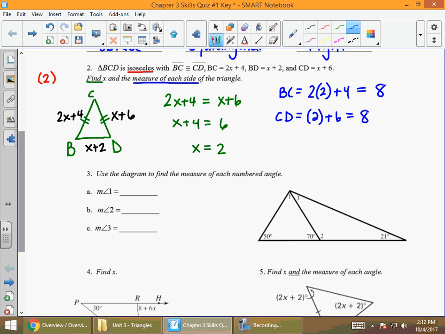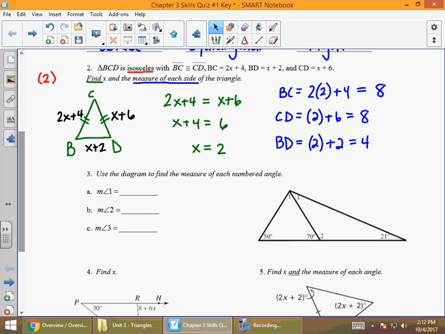And they should be the same because we show that this is isosceles. Now, BD should be something different. Otherwise, it wouldn't be isosceles. It would be equilateral. It is x, which is 2, plus 2. Well, 2 plus 2 is 4. So, if you got x equal to 2, you got 1.3.